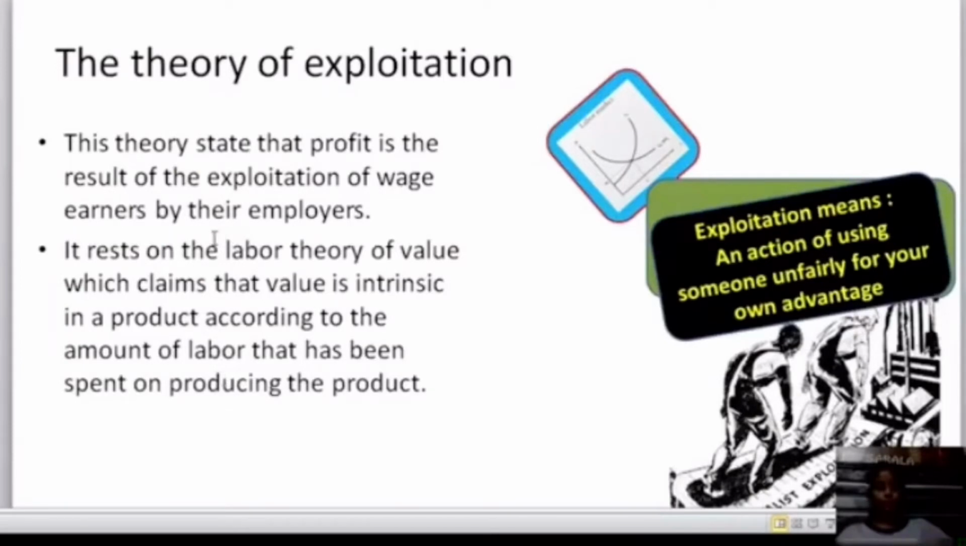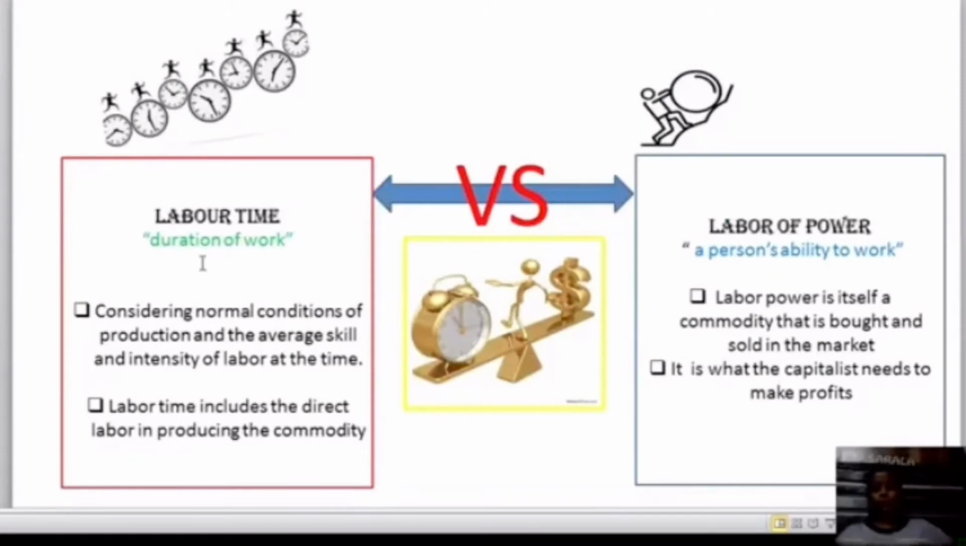Here we must distinguish carefully between Marx's concept of labor power and labor time. This theory states that profit is the result of exploitation of wage earners by their employers. So, labor time is the duration of work to produce a commodity. Labor power is a person's ability to work to produce a commodity. Labor time is considered under normal conditions of production, with the average scale and intensity of labor. Labor time includes the direct labor in producing the commodity. Labor power is itself a commodity that is bought and sold in the market. It is what the capitalists need to make profits.